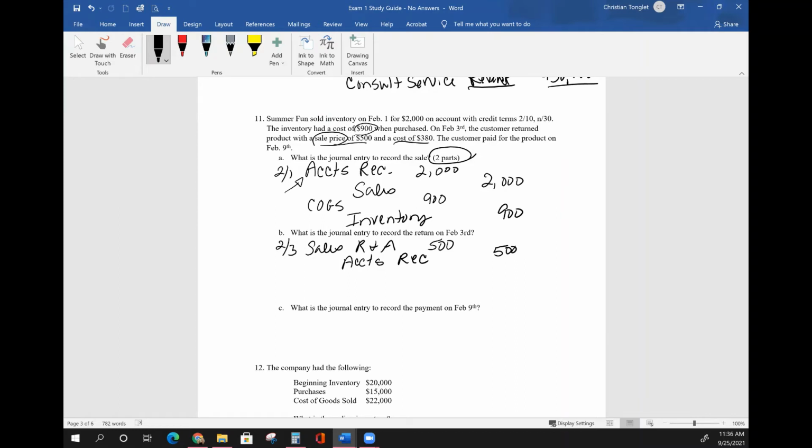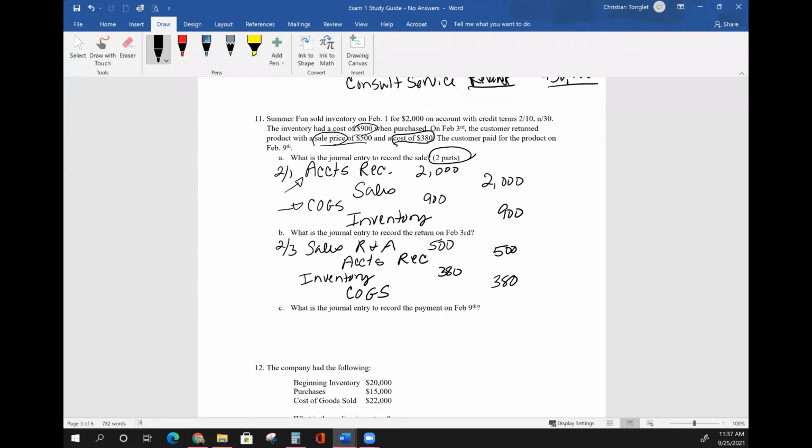Okay, now my inventory is coming back in. It's telling me the cost is $380. So I have inventory coming back in for $380. And I need to credit my cost of goods sold for $380 because now my cost no longer is $900 because I brought some of that inventory back. So now it's going to be the $900 less the $380 for that particular sale.